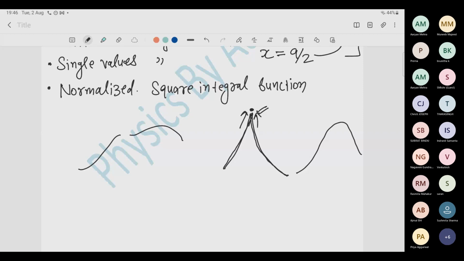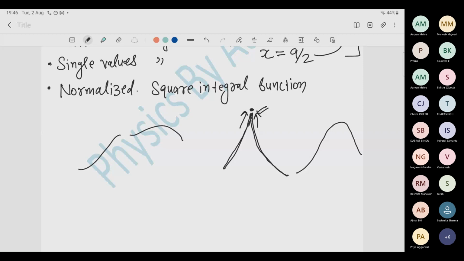We need to have one value of probability at one point. So that is the reason that our wave function must be continuous. If it is discontinuous, then we will have two values, or sometimes maybe infinite values can also be possible, because there could be infinite directions also.